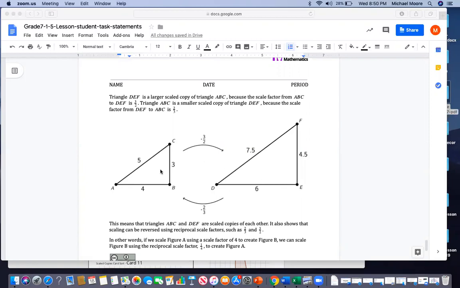We are given, under the assumption that these figures are corresponding angles, corresponding angles, same shape, corresponding sides, right? So they're not distorted in any way. And we have produced a scale copy. Now to go from a larger figure to a smaller figure, we do the reciprocal of 3/2. And that's going to give us 2/3. And essentially, that gives us our smaller figure. Okay.